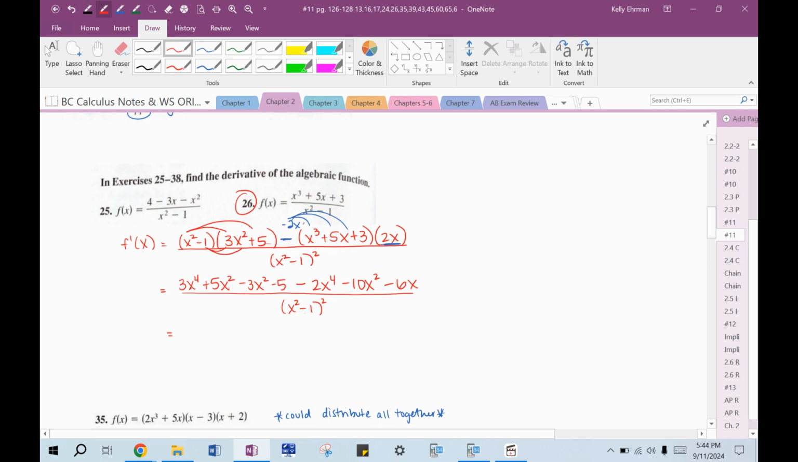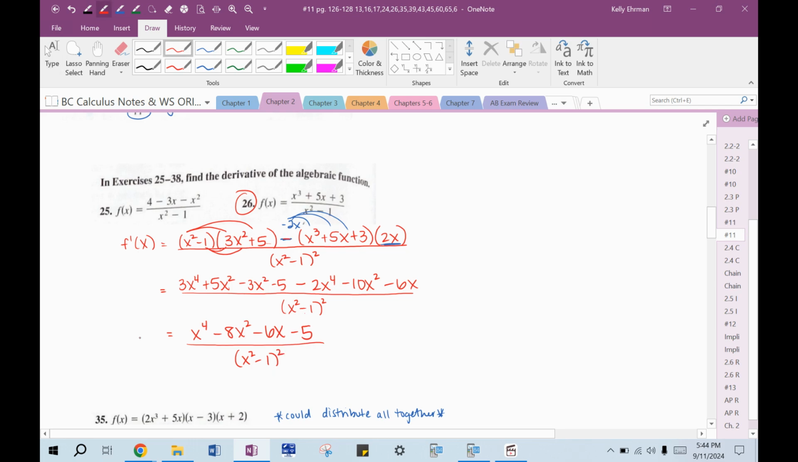All right, so what do we have left? We have 3x to the fourth minus 2x to the fourth. So x to the fourth. I don't see any x to the thirds. I have a 5x squared minus 3x squared, so that's 2x squared. Minus 10x squared is minus 8x squared. Positive 2 minus 10. There's a minus 6x, and there's a minus 5. And this is all over x squared minus 1 squared.